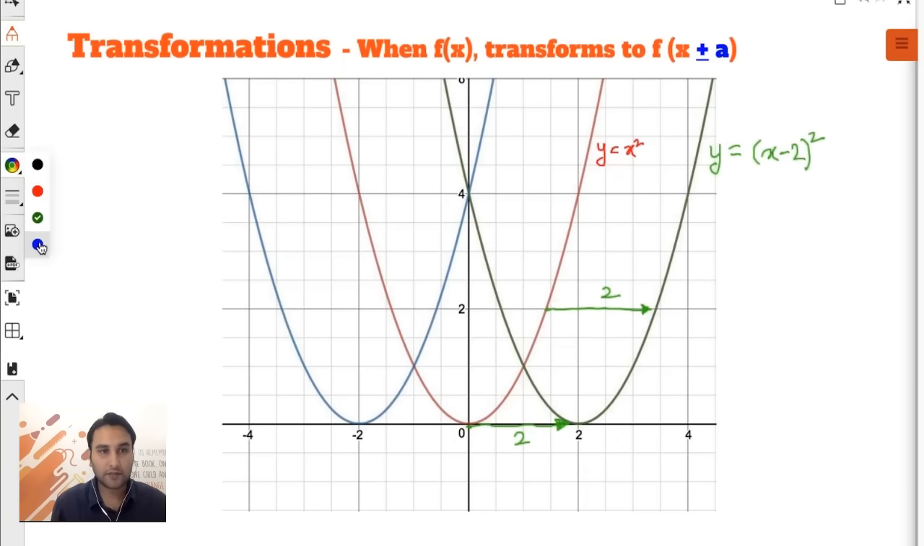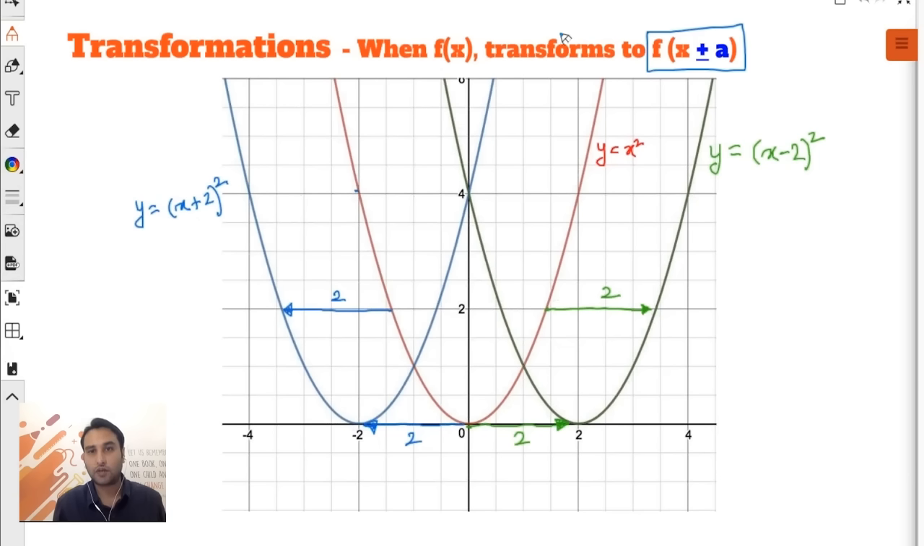Now, if you look at this blue graph, this red graph has shifted towards the left by a gap of 2. Any point, you can see any point, has shifted towards the left by 2. So this is (x plus 2) whole square. Okay, and we call this transformation horizontal transformation. You can keep noting it down in your notebooks, guys.